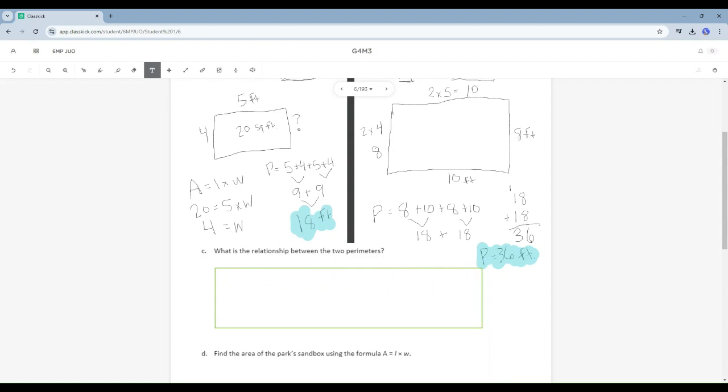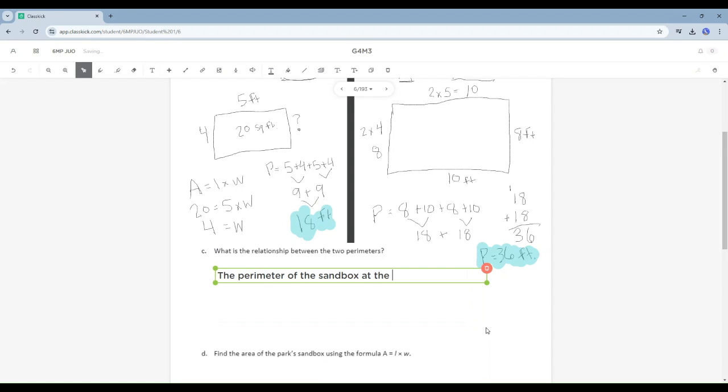So we can go ahead and say that the perimeter of the sandbox at the park is twice the perimeter of Betsy's sandbox.